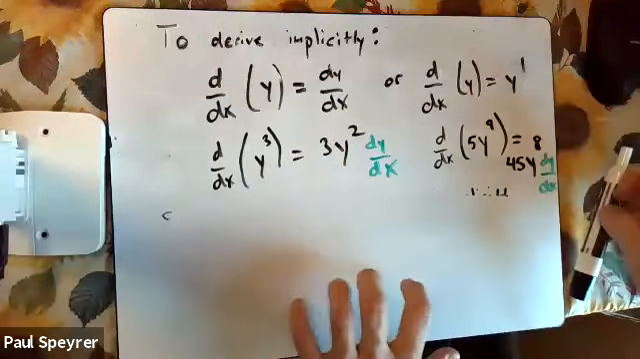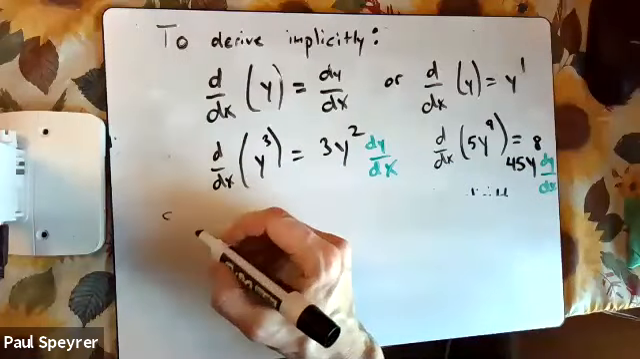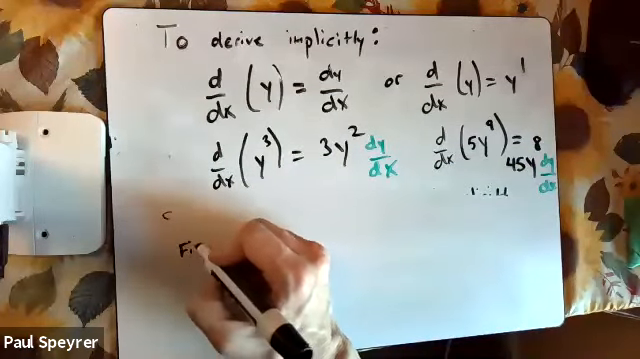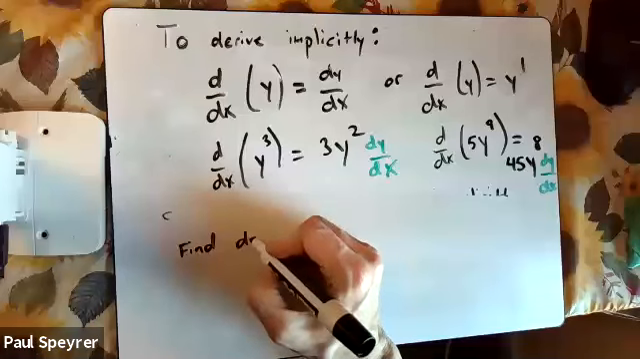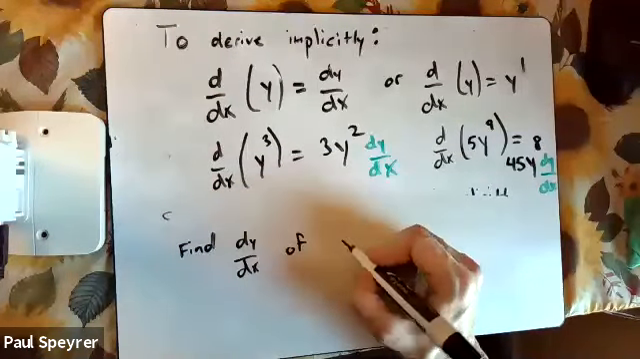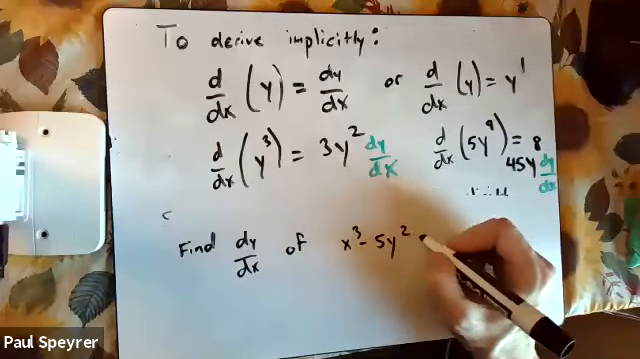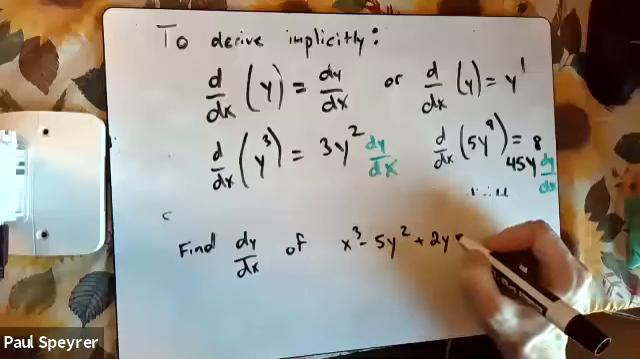So we'll come back to this one that I wrote right here, but we're going to build up to it. Okay? Let's say we want to find dy/dx of x cubed minus 5y squared plus 2y equals 8.